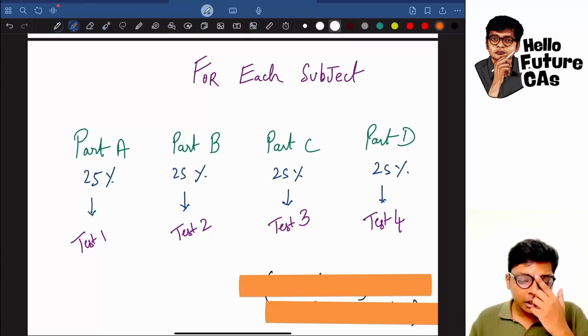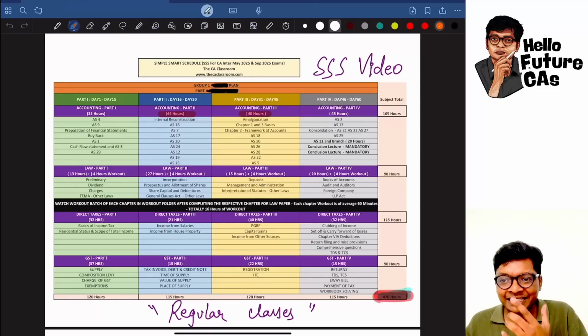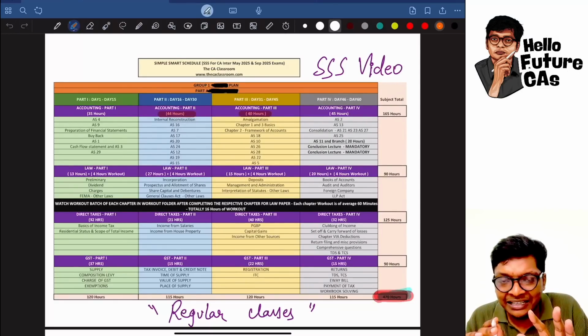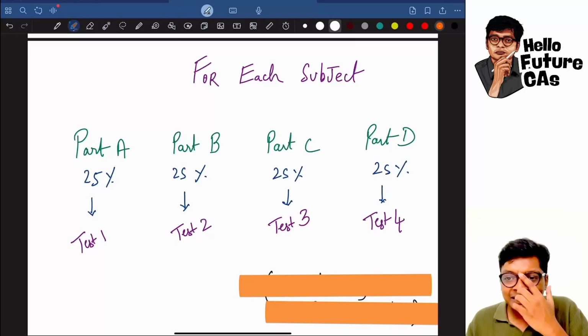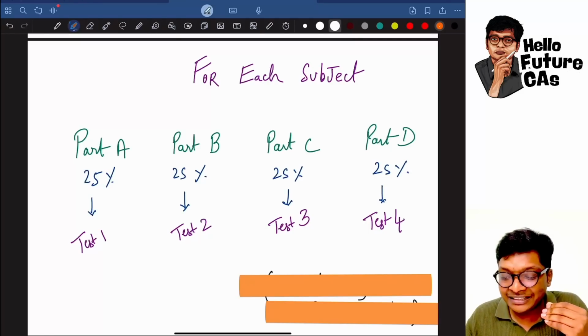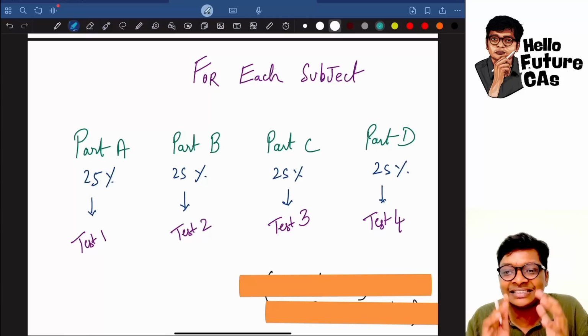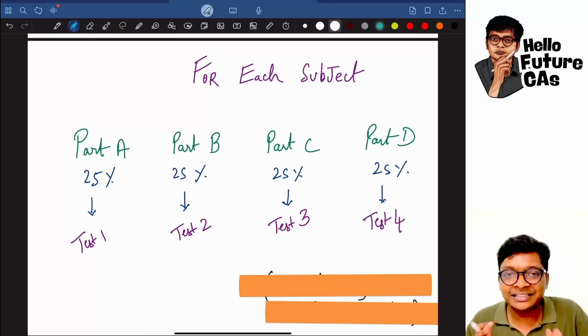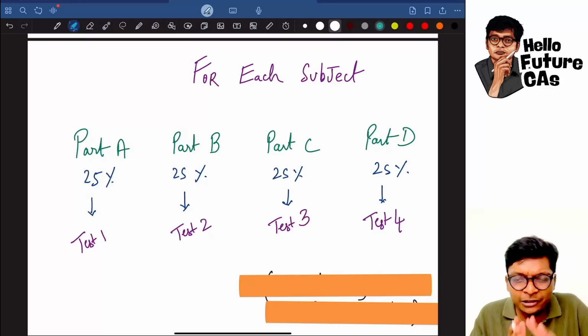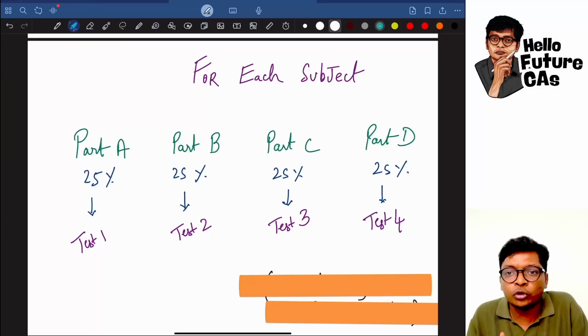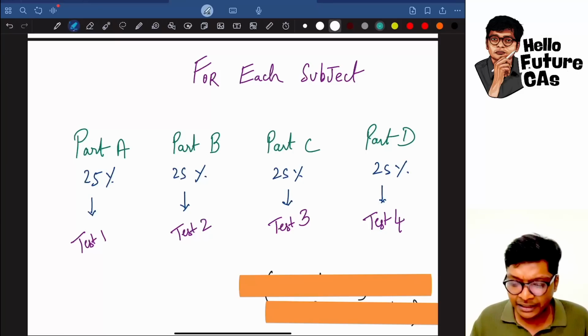I will explain now. This timetable, like I said, can be followed by anybody who is watching any class, but of course, it's a little more suited and designed for students who have taken classes at the CA classroom. I will show you class at the CA classroom in some time, but that is towards the end, only for those who have taken our classes will find that useful, guys.